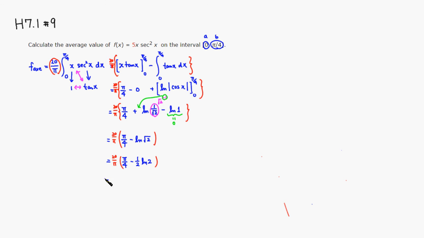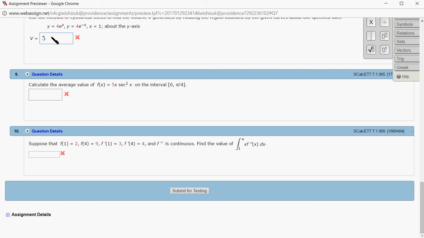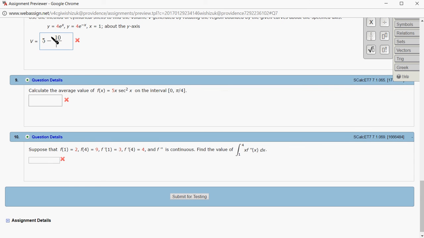So here pi cancels out, 20 and 4 cancel out, so you're going to get 5. And 20 and 2 gives you 10, so it's going to be negative 10 over pi natural log of 2. So this is the average value. Let's type it in. What we got was 5 minus 10 over pi natural log of 2.